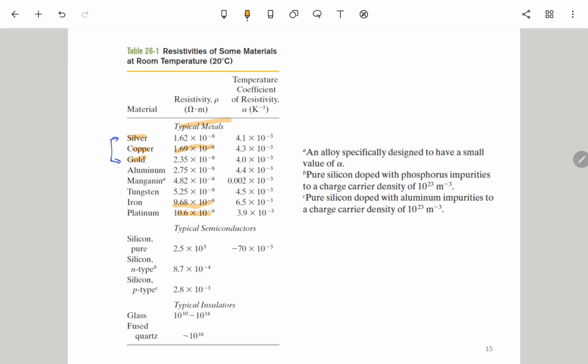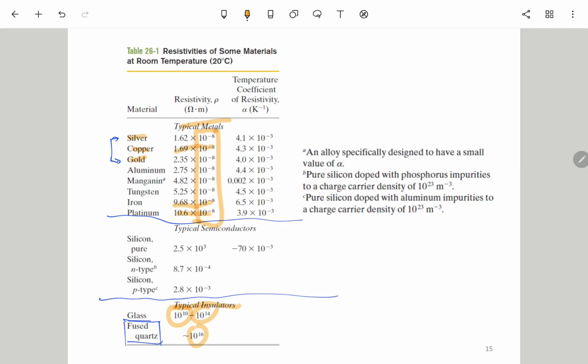At the bottom part, we have the insulators. We have glass, we have fused quartz. Actually, this is much higher than the metal. You only need to look at the exponent. This is 10 to the -8. This is 10 to the 10th, a positive 10, 10 to the 14, 10 to the 16.